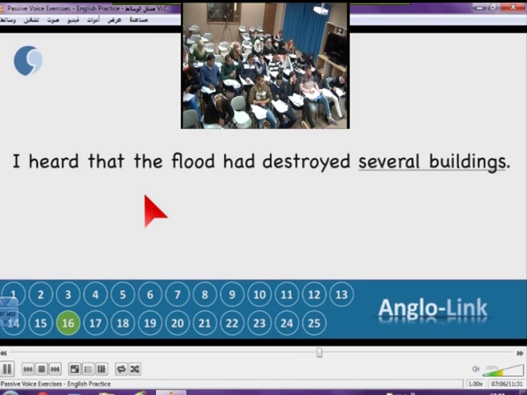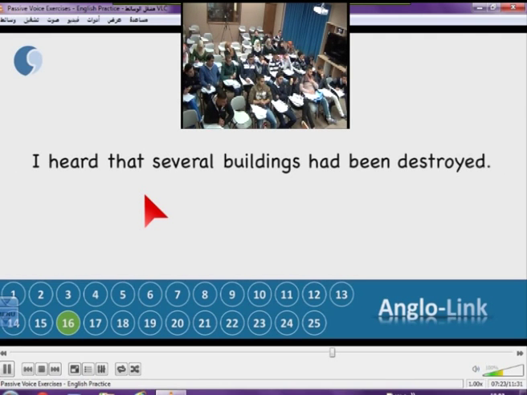Number 16. I heard that the flood had destroyed several buildings. So we have several buildings as the object. Then "I heard that" is going to be the same because it's a clause at the beginning of the sentence, like "I saw that," "I heard that." You don't do anything with that clause. I heard that several buildings had been destroyed. Okay?